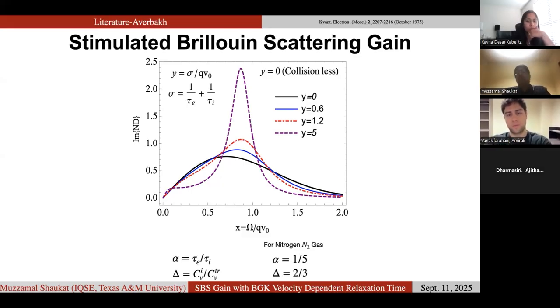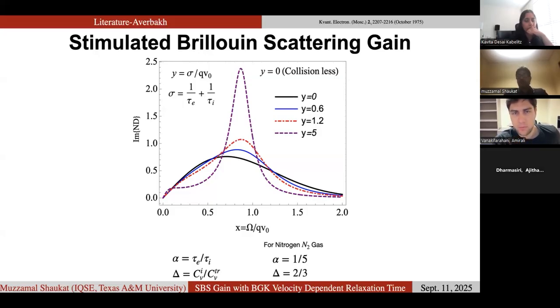This is important. And another point is that this is for the diatomic gas. Mainly, Everbach has considered the nitrogen N2 gas, with the parameters alpha equal to 1 over 5 and specific heat ratio 2 by 3, specifically for nitrogen gas at the moment. Now, the theory, you know what Everbach has done, and you see the results they obtained.